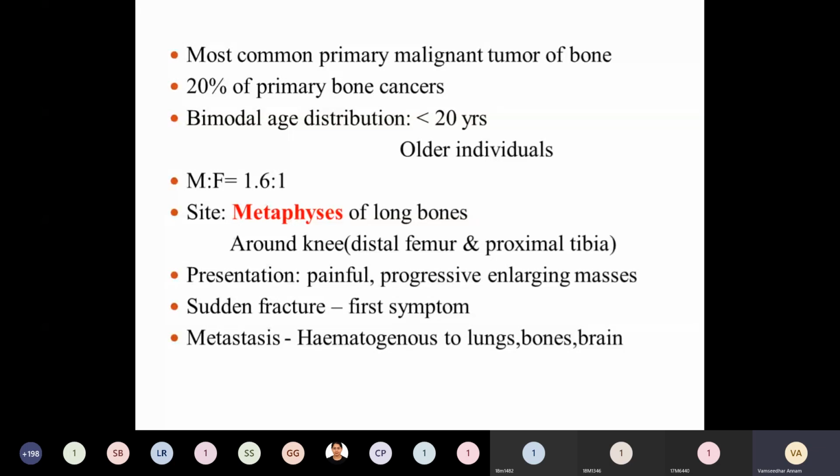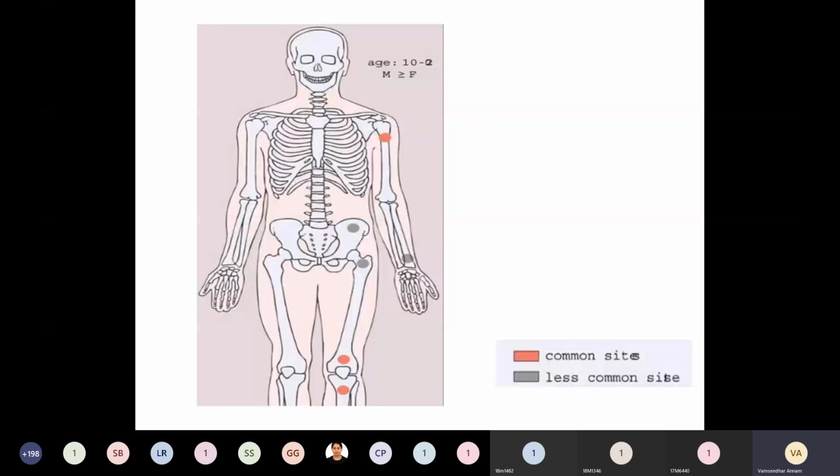The presentation is painful, progressively enlarging masses. Sudden fracture can occur, which usually will be the common first symptom in case of osteosarcoma. Metastasis is usually to the lungs, bone, and brain. So, as I told you earlier, distal femur or proximal tibia and also proximal humerus. These are the commonest sites. Less common sites are the hip bone or radius, etc.